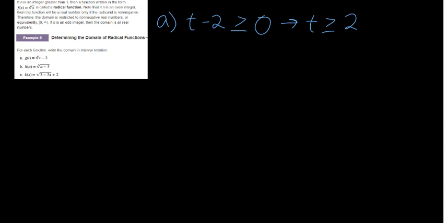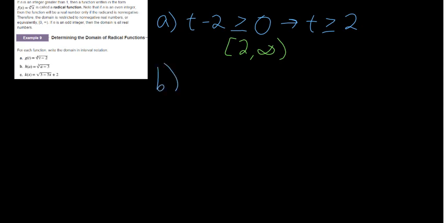And of course, it wants us to write in interval notation. So how do I write t is greater than 2 in interval notation? Well, I would say from 2 to infinity. Okay, those are all the numbers that I'm allowed to use. All the values that are greater than 2, which in interval notation would be 2 to infinity.